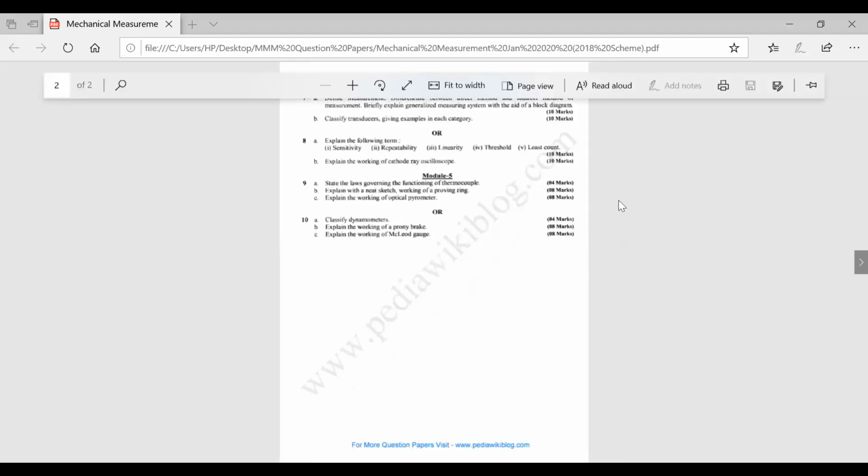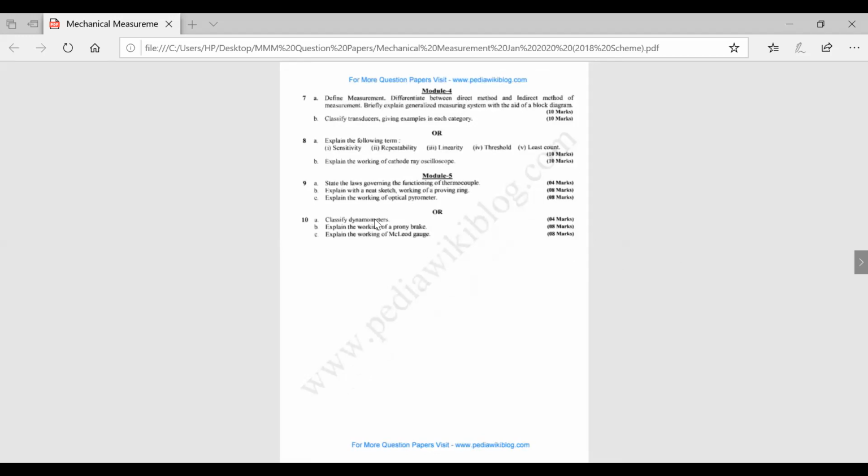Yes, ma'am. So you can see the last module, which was related to temperature and strain measurements. In this paper, last year's previous paper, you can see the questions have 3 subsections. Sometimes they might ask 2, but last time they asked 3 subsections.